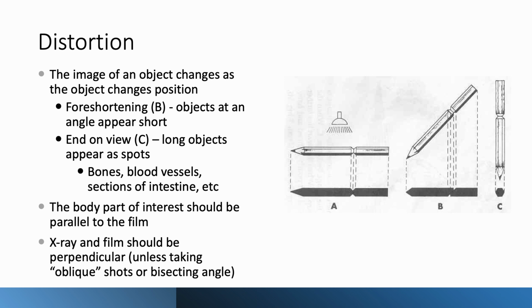The body part of interest should be parallel to the film. So if we're taking an x-ray of a long bone, such as, we'll go back to the radius and ulna, the bone is supposed to be parallel to the film. When we collimate, we want to get the joint proximal and the joint distal of that bone to be sure that we have the entire bone included. So you're always supposed to get the joint above and the joint below. In general, the x-ray and film are supposed to be perpendicular to one another unless you're taking some sort of oblique or bisecting view, and that would be a situation where they might not be perpendicular.